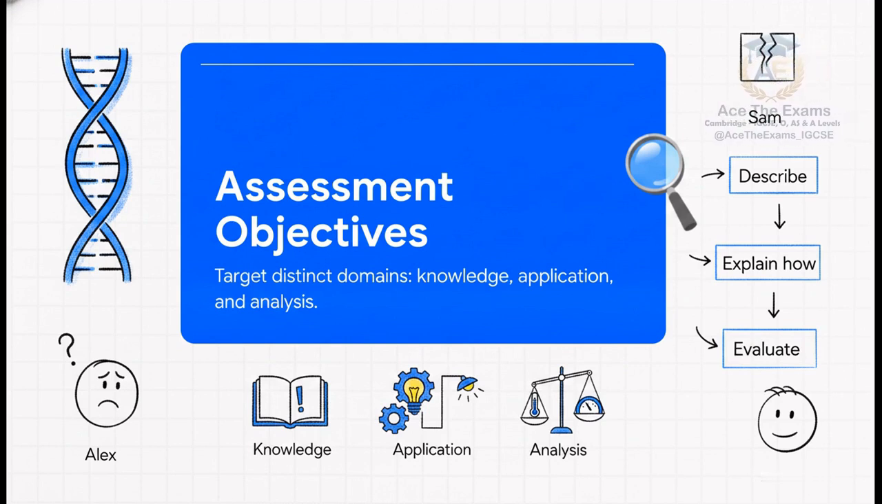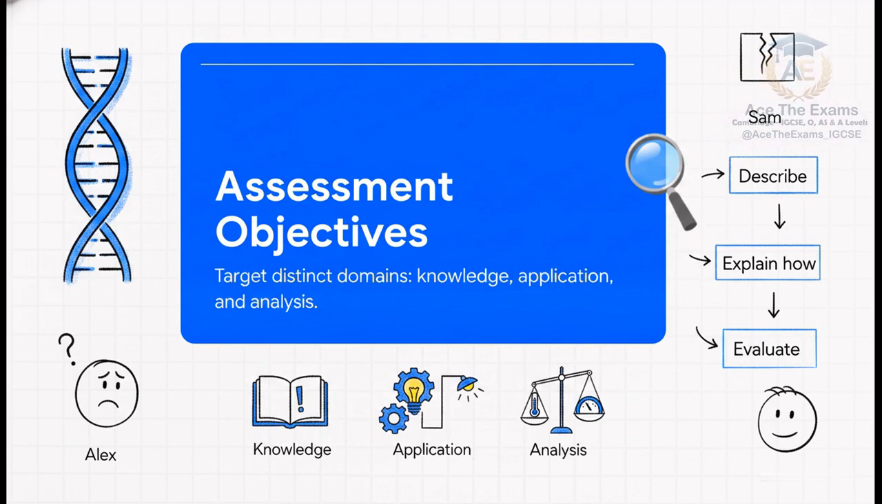AO1 is knowledge and understanding. This is the basic stuff, like defining what continuous data actually is. Then we step up to AO2, which is application. This is where you explain how a microprocessor uses data from a specific light sensor to determine if a street lamp should be turned on. And then we reach the top tier, AO3, analysis and evaluation. This is where you are comparing, say, a pressure sensor to a temperature sensor in a critical safety monitoring context.